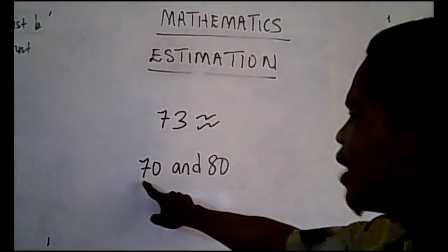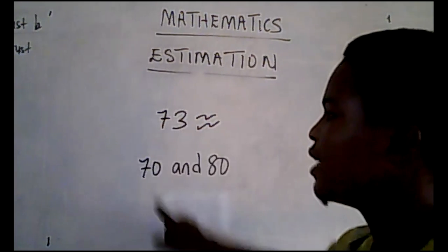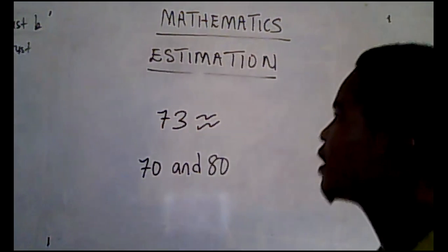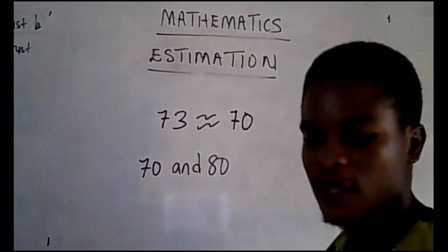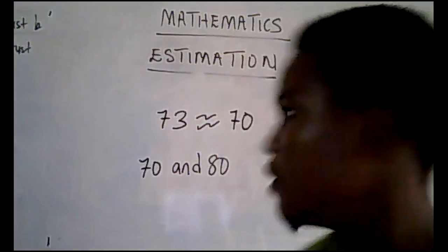Now, looking at the board, 70 and 80, and you have 73. 73 automatically is closer to 70 than to 80. So 73 will give you approximately 70.